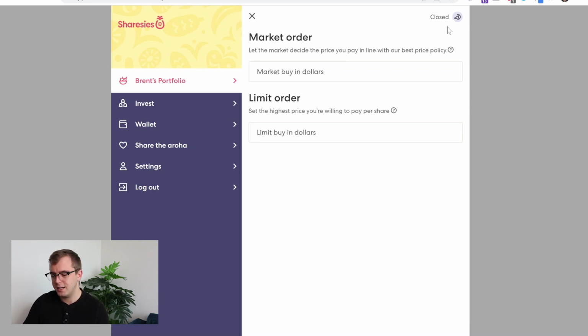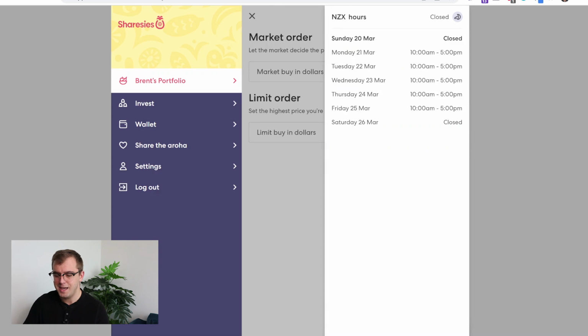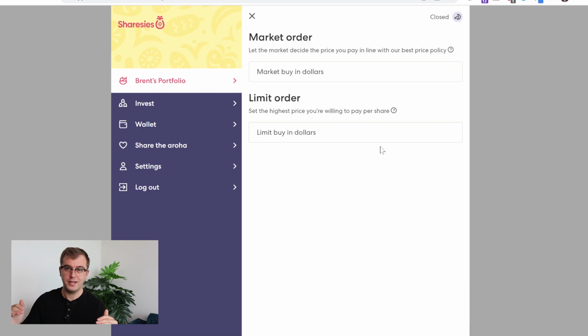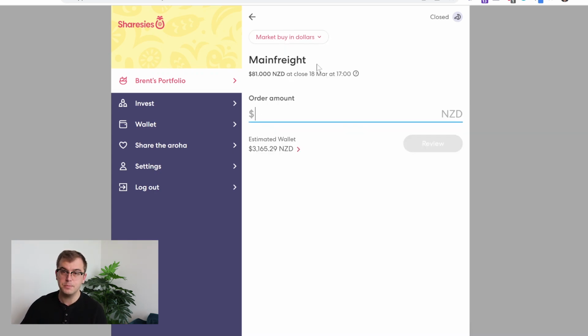We can check this by clicking up here, and we can see that at 10 AM, that market order will likely go through. Limit buy is where we set a price that we're willing to pay for Mainfreight. So pretend the price is currently $81 and the maximum we want to pay is $80. We can set up this limit order. However, we're not guaranteed that this will go through, as it depends on the price going down when it comes to Monday.